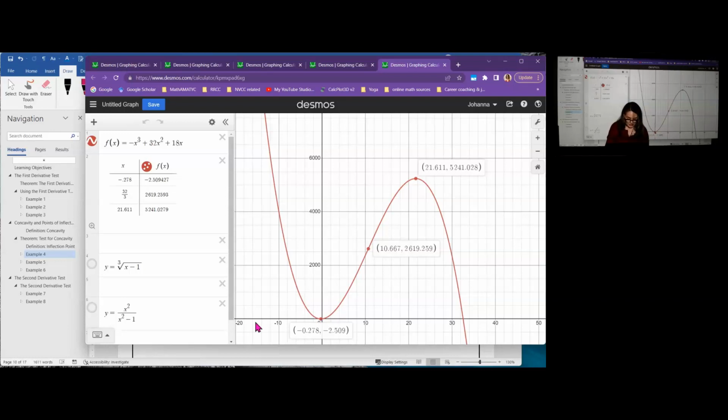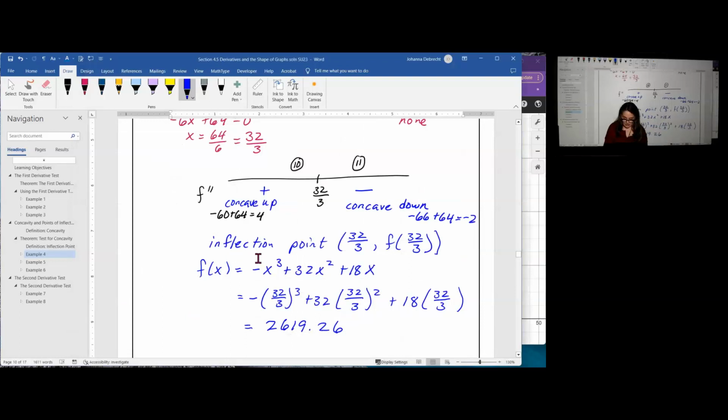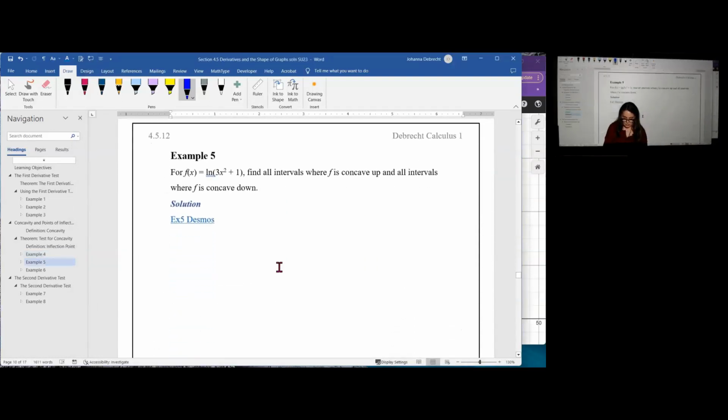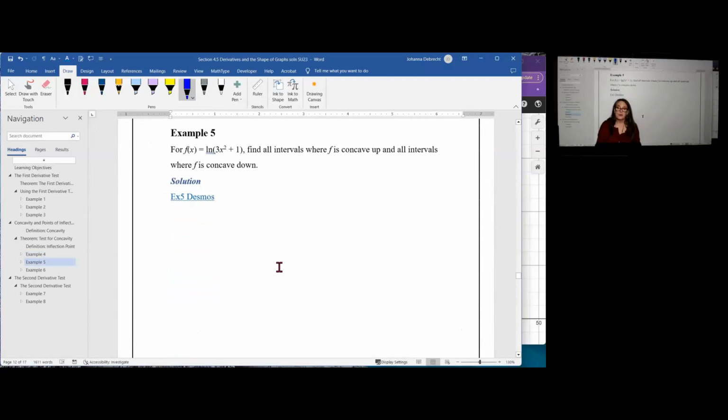Let's now go ahead and take a look at example 5. In example 5, we're looking at the natural log of 3x squared plus 1. We want to determine where it is concave up and where it is concave down. Go ahead and pause the video, work it out, and turn the video back on, and we'll compare.